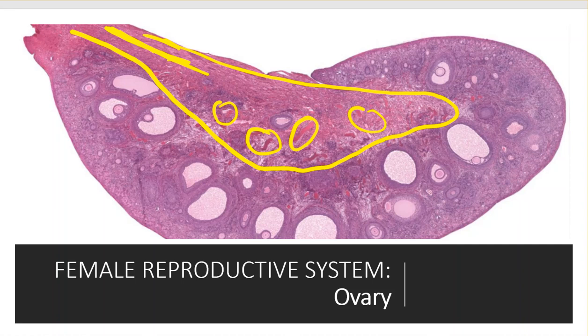And then on the outside, this is all the cortex, this area. And so follicles are going to mature in the cortex. And then the germinal epithelium would be right on the very outside, and we'll zoom in and take a look at that, or the surface epithelium. It's kind of like the visceral serosa or the visceral peritoneum of the ovary.